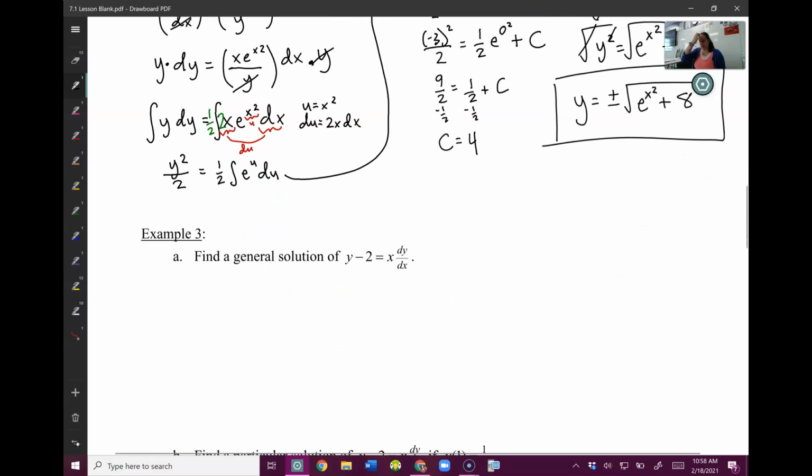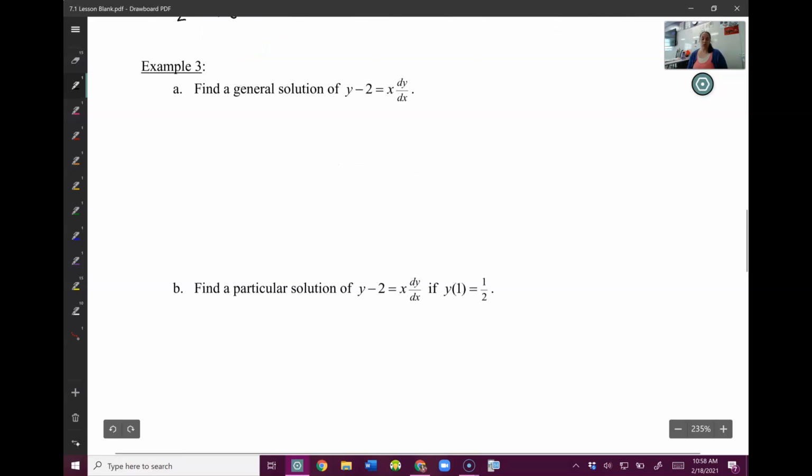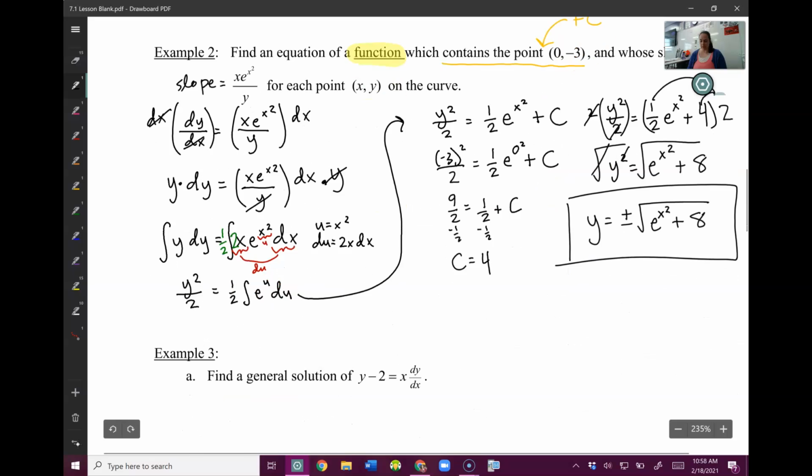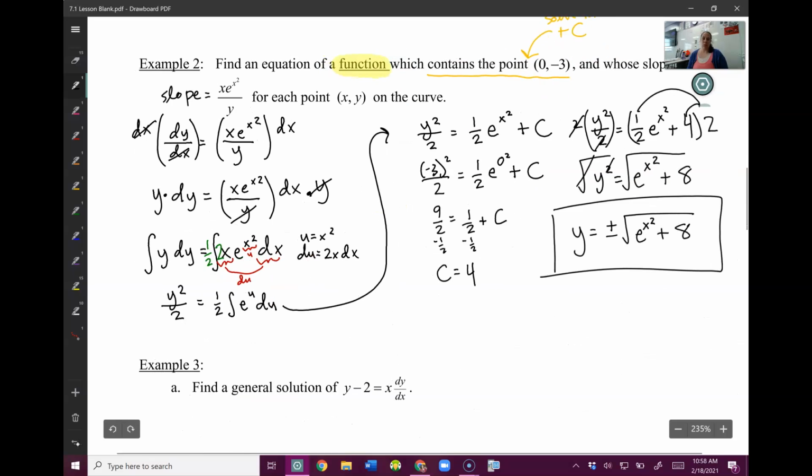Okay, in the next video, we're going to try 2 more examples of this differential equation stuff. And then we'll have one more video where we talk about plugging in solutions.